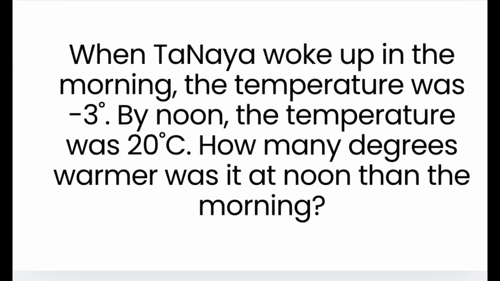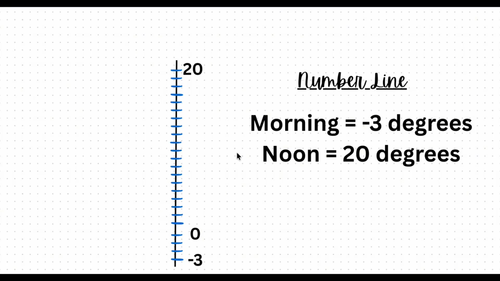When Tanaya woke up in the morning, the temperature was negative 3 degrees. By noon, the temperature was 20 degrees Celsius. How many degrees warmer was it at noon than the morning? And to do temperature, we're going to actually use a number line and show the students how to find how much warmer it was. So we're going to use a vertical number line. And we know in the morning it was a negative 3 degrees. And then by noon it was 20 degrees.